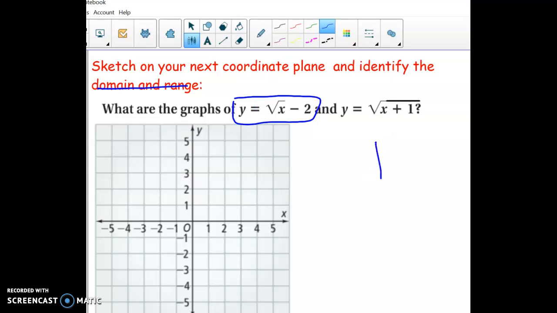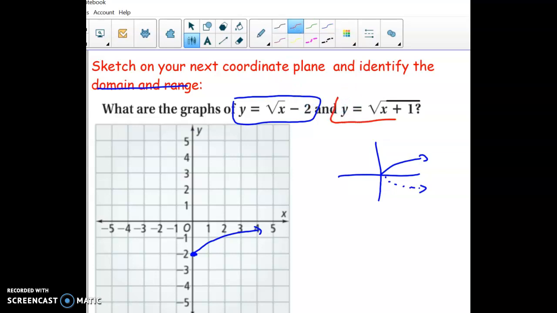All right, so we know our parent on this is square root x, which just looks like this, and I'm not going to draw the bottom half of it. But this one's just going to go down 2. So I'm going to be down here, and then I'm going to have just that part of it. So there's our graph of square root of x minus 2.